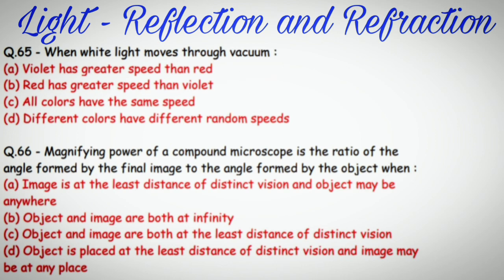Next question comes here. Magnifying power of a compound microscope is the ratio of the angle formed by the final image to the angle formed by the object when option A image is at the least distance of distinct vision and object may be anywhere. Option B object and image are both at infinity. Option C object and image are both at the least distance of distinct vision. Option D object is placed at the least distance of distinct vision and image may be at any place. And the correct answer is object placed at least distance of distinct vision and image may be at any place.